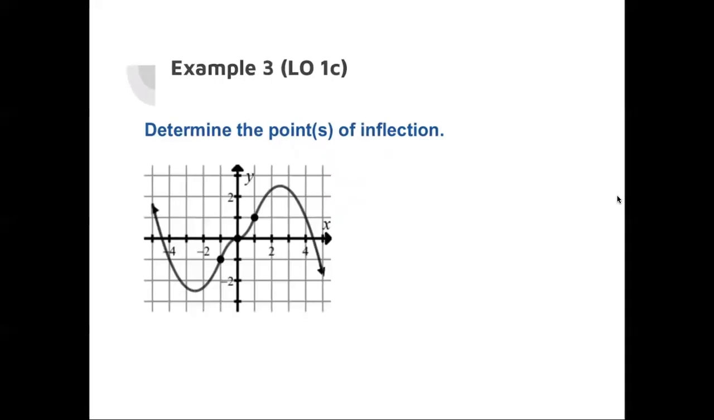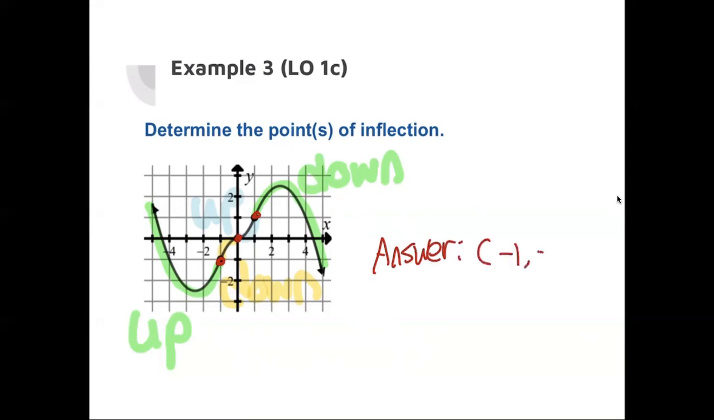Okay, let's look at this. This part is concave up. This part is concave down. This part is concave up. And this part is concave down. So the points of inflection are this, and this, because these are the points where the concavity changes. So it's going to be (-1, -1), (0, 0), and (1, 1).